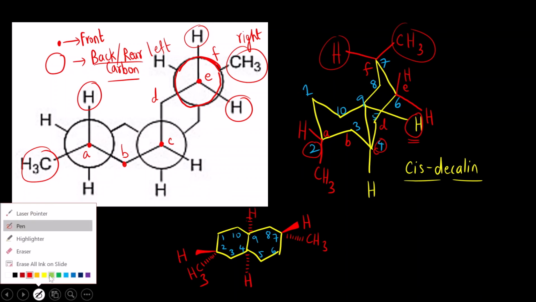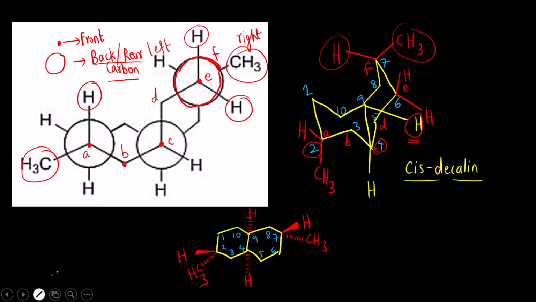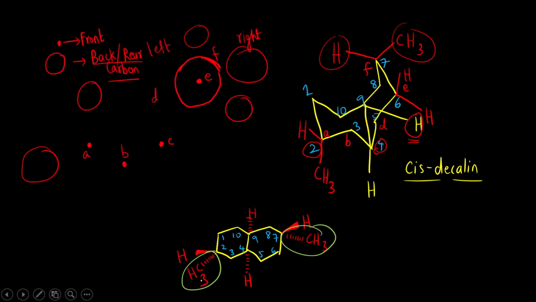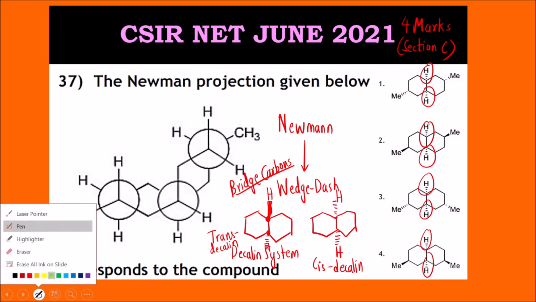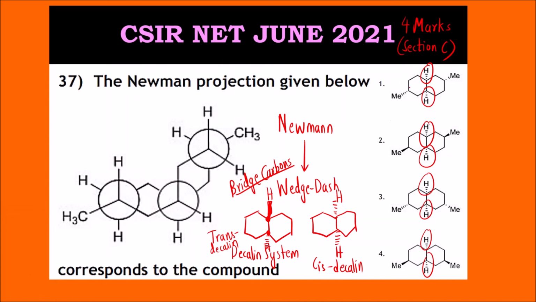And what is the stereochemistry? You can see both the methyl groups are below the plane of the paper. So which is going to be the correct answer? Both the methyls are below the plane at this position. So the correct answer is option 1.